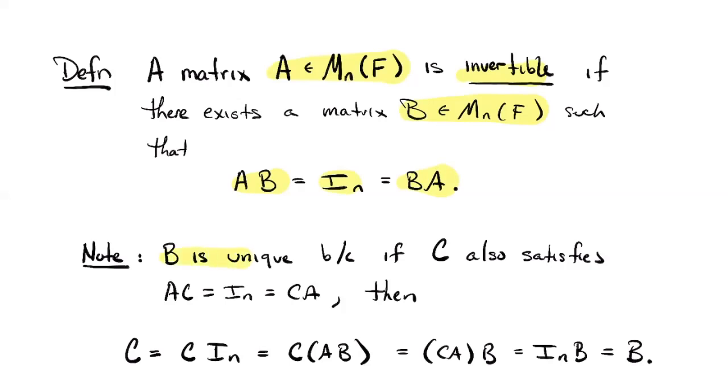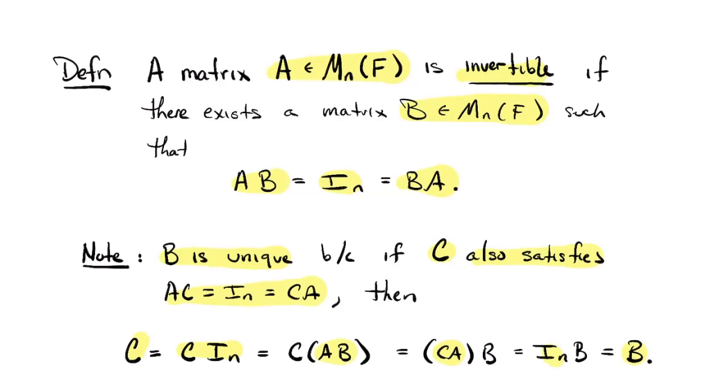And if there's a matrix B that satisfies that equation up there, it's unique. Because if you had another matrix C that also satisfies that same equation, A times C and C times A are the identity matrix, well, then you could write C as itself times the identity matrix, but the identity matrix is A times B. Matrix multiplication is associative, but C times A is also the identity matrix. And so we are able to deduce that C is equal to B.